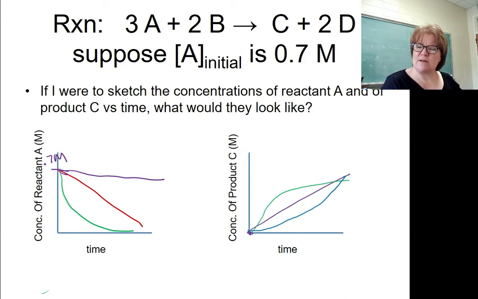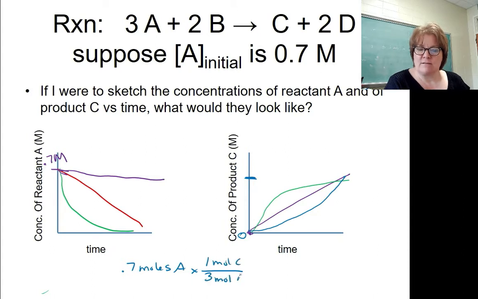Do I know where it will end up? I know it starts at 0. Do I know where it's going to end up? I kind of do. If I start with 0.7 moles, let's assume I have 1 liter, so I start with 0.7 moles of A. And I know that I get 1 mole of C for every 3 moles of A. So 0.7 divided by 3, I don't know what that is, but whatever 0.7 divided by 3 molar is.